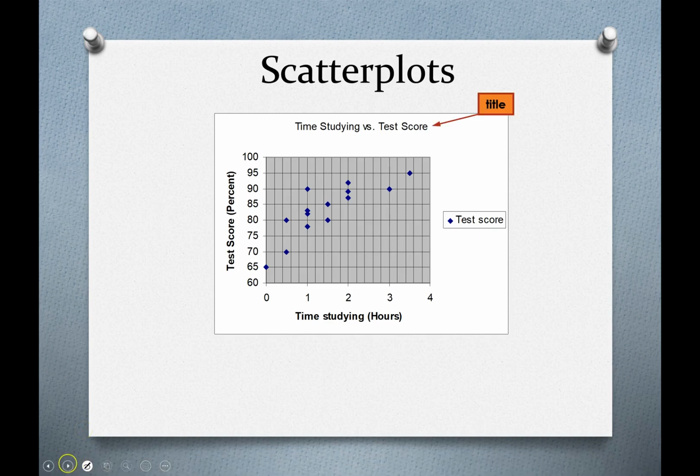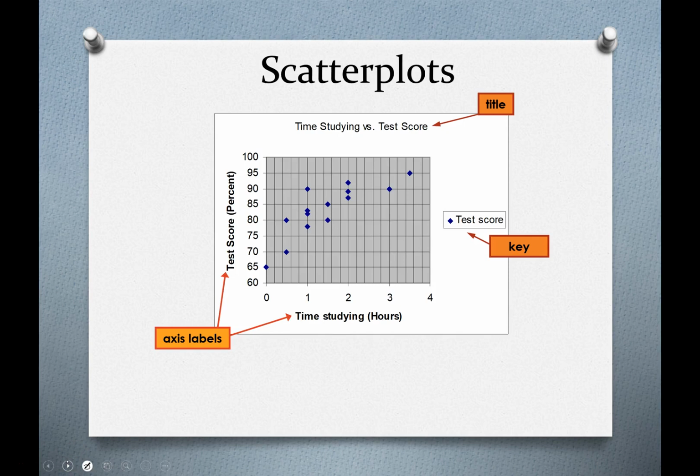The first is that there's always a title, and that title should kind of describe what's going on. What is the data about? The key should tell you what those points represent. In this case, we're talking about a test score, and the title is Time Studying versus Test Score. So without even looking at the scatter plot, we have a really good idea of the information that we're looking at.